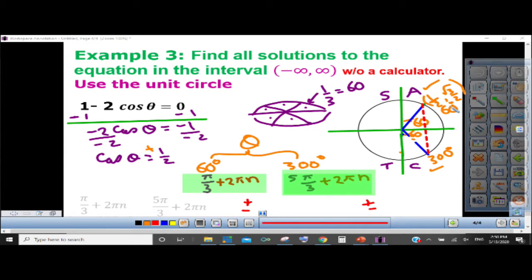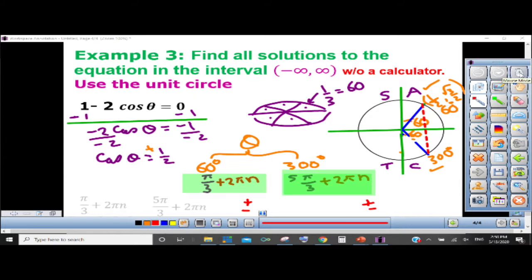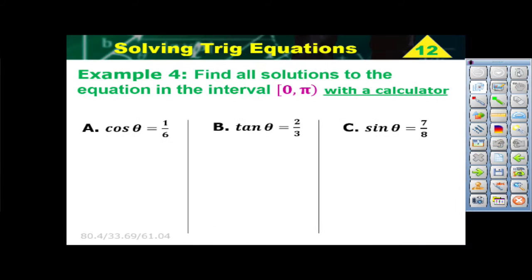Are we ever going to use calculator for this one? Yes, there will be calculator examples coming up soon. Get ready. Okay, here we go.